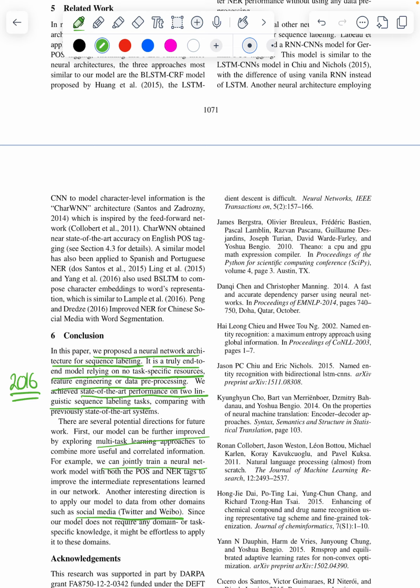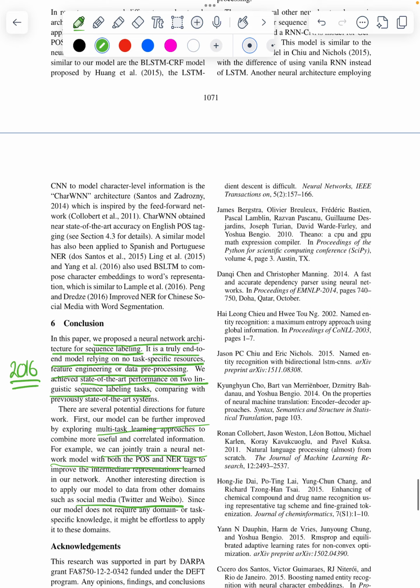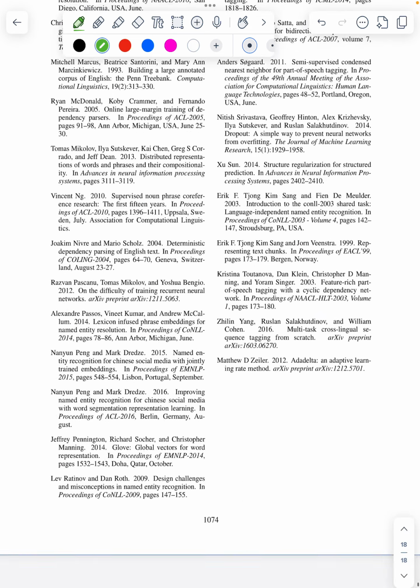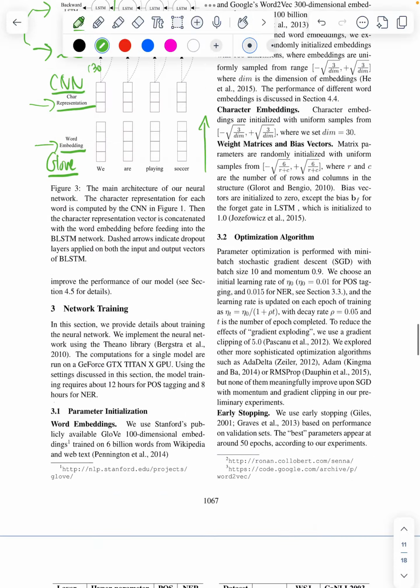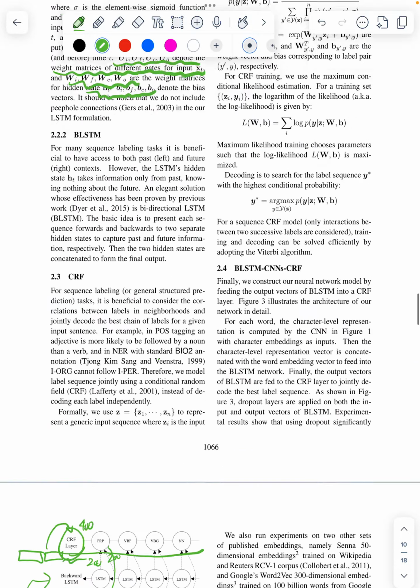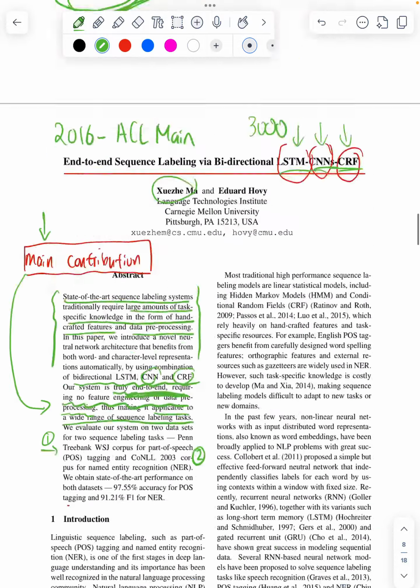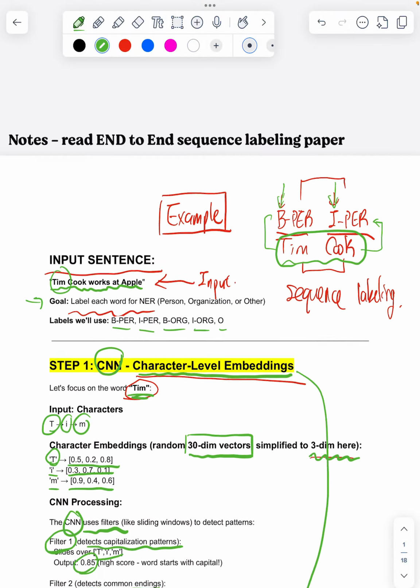You can jointly train a neural network model with both POS and NER tags to apply a model. This is future work that he talks about. And I think that's pretty much it as to what I had to say. Yeah, okay, thank you.